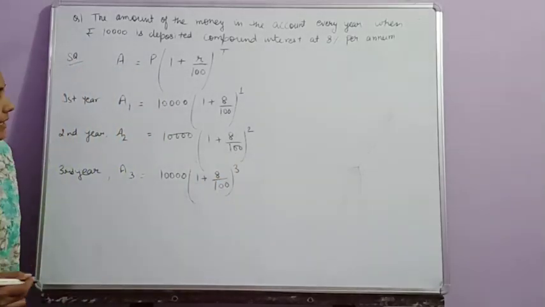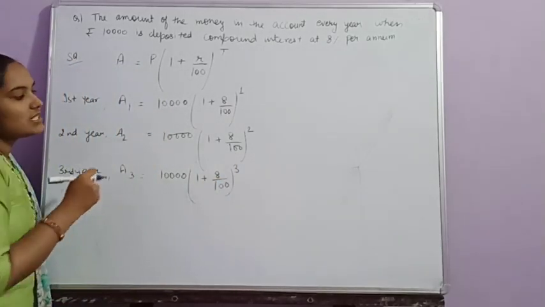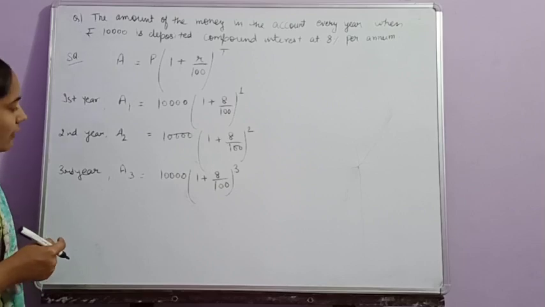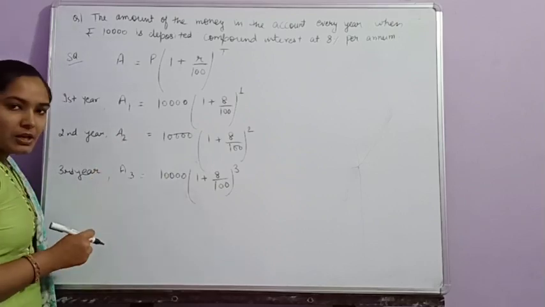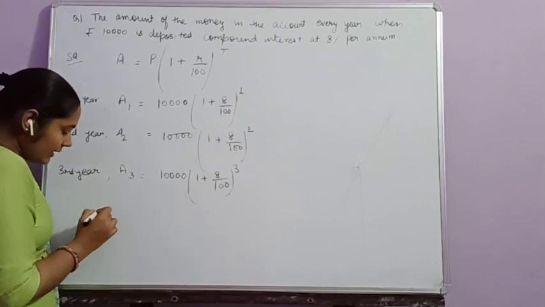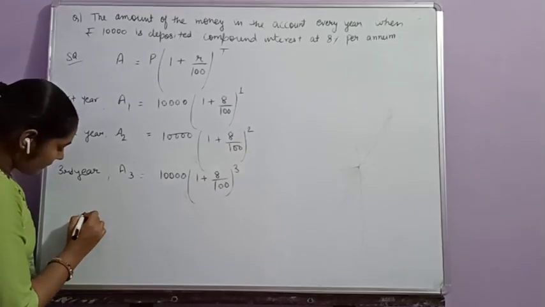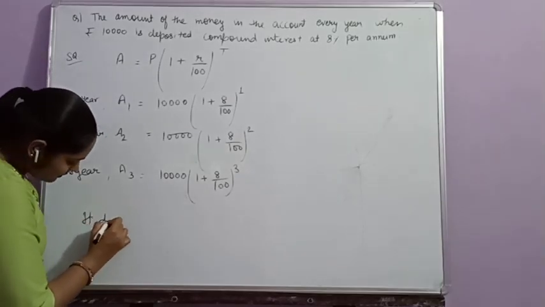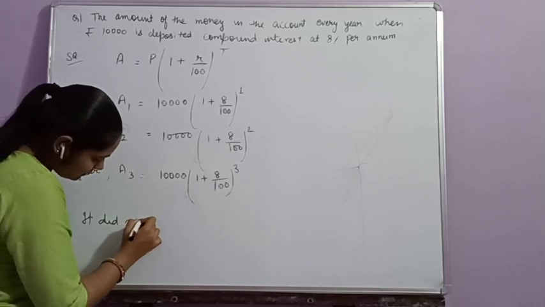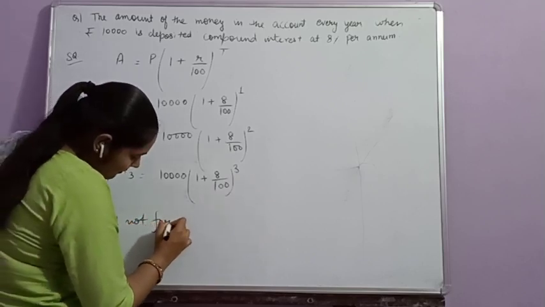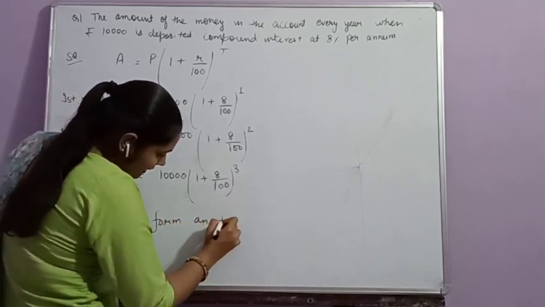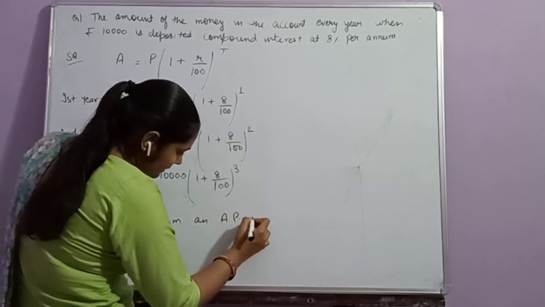Here we can see that difference between two consecutive terms is not equal, that is common difference is not same. So we can say that it doesn't form an AP. Clear?